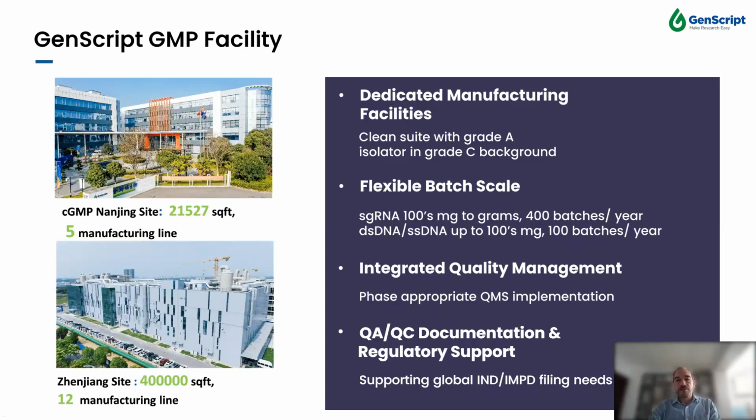These are just some pictures of our GMP facilities. We have GMP facilities in Nanjing with 21,000 square feet of area. We have 5 manufacturing lines in that GMP facility. We also recently built a much bigger GMP facility in Zhenjiang, 400,000 square feet with 12 manufacturing lines. And again, we have GMP dedicated manufacturing facilities. Every production line is separated. We can do flexible batch scales. We have high quality management systems, QA/QC documentation, and regulatory support.